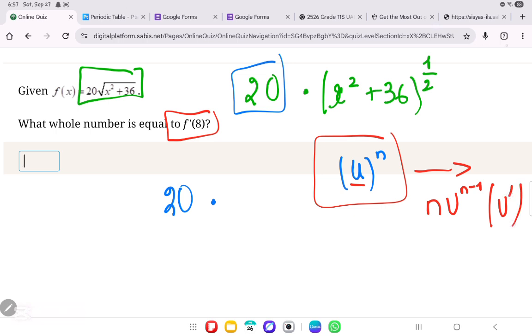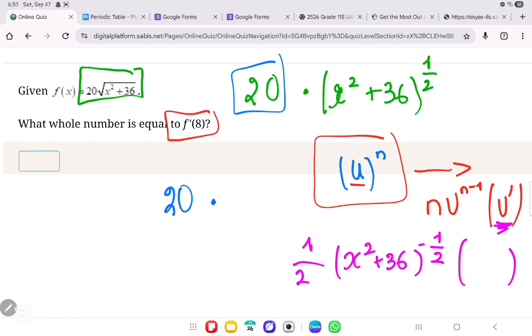What does that mean? This means very simply, we will bring n down in this scenario, so it's gonna be 1 over 2 (x squared plus 36) to the power of, what is 1 over 2 minus 1? 1 over 2 minus 1, that's minus 1 over 2, to the power of minus 1 over 2 multiplied by the derivative of u. So we will need to take the derivative of this. What's the derivative of this? It is very simply 2x, okay?